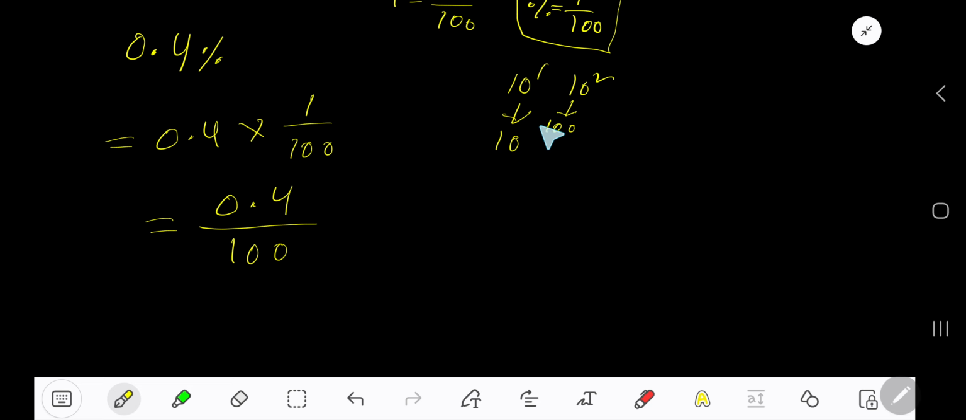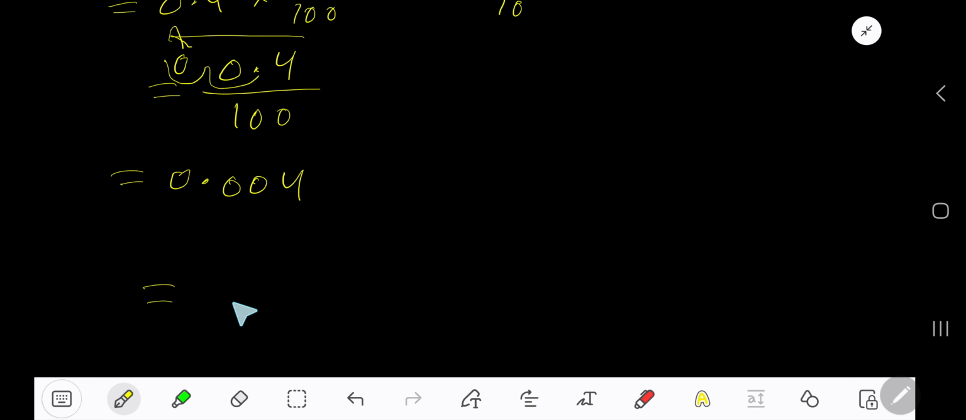Look, 10, 100, these are called powers of 10. To divide a decimal by a power of 10, just count the number of zeros in the power of 10 and move the decimal from right to left equal to that number of zeros. The number of zeros is 2, so the decimal point will be moved from right to left 2 places. 1 place, 2 places. Decimal 0.004. You can add one more 0 to show that this number is less than 1.